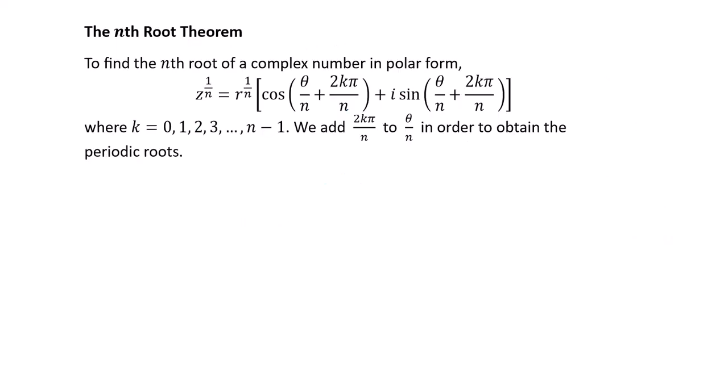The nth root theorem. To find the nth root of a complex number in polar form, z to the 1 over n is equal to r to the 1 over n times the cosine of theta over n plus 2k pi over n plus i sine of theta over n plus 2k pi over n, where k equals 0, 1, 2, 3, all the way up to n minus 1. We add 2k pi over n to that theta over n in order to obtain the periodic roots.